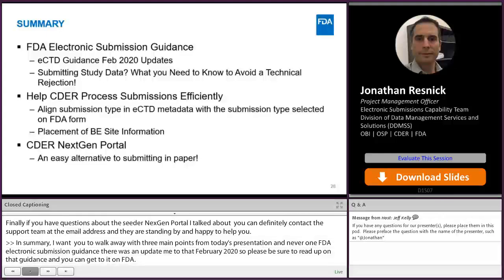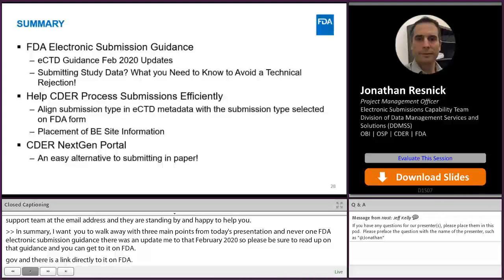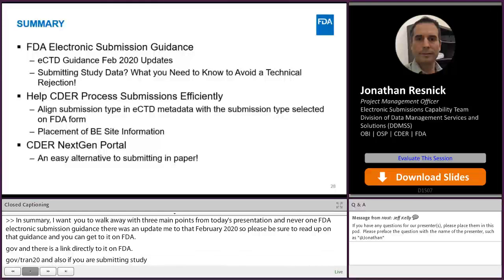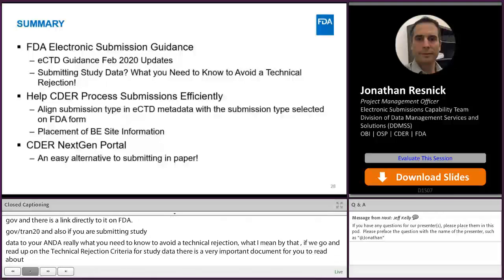Also, if you are submitting study data, really, what you need to know to avoid a technical rejection. So what I mean by that is please go and read up on that technical rejection criteria for study data. That is a very important document for you to read about, and don't wait until a couple of weeks before you're about to submit the study. You want to read up on that as early as possible in your process of assembling your submission.